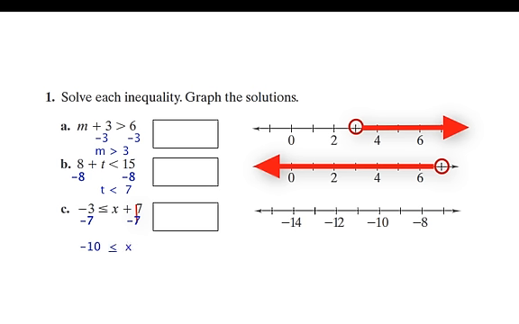Now when you get ready to graph this, you need to think of this the other way. Read it backwards, start at the x. X is greater than or equal to negative 10. So we will put a closed circle at negative 10 and an arrow going right.